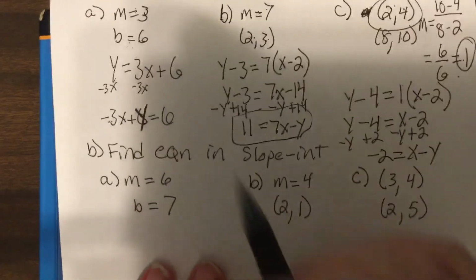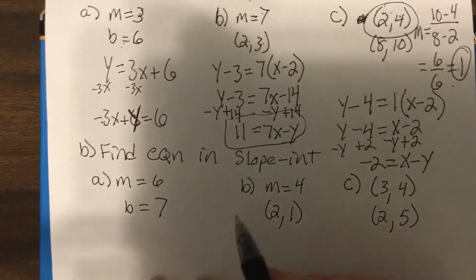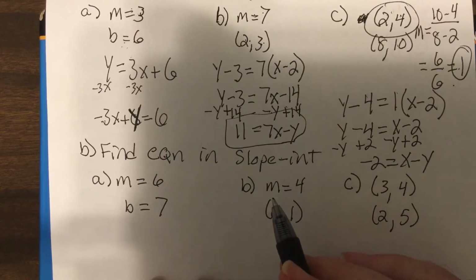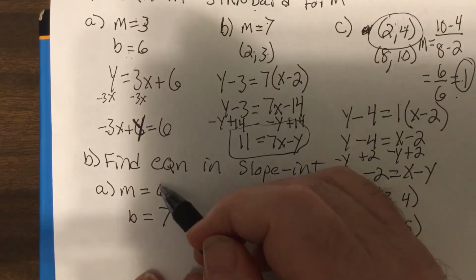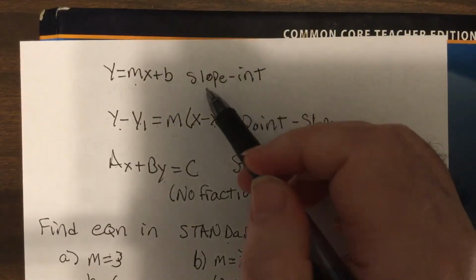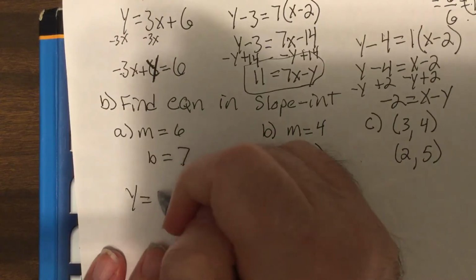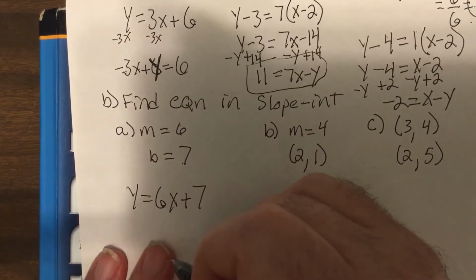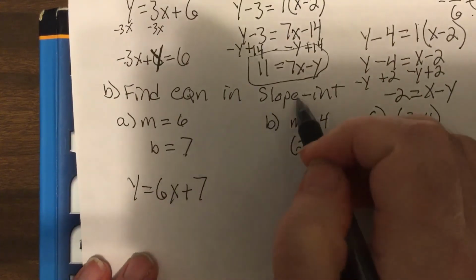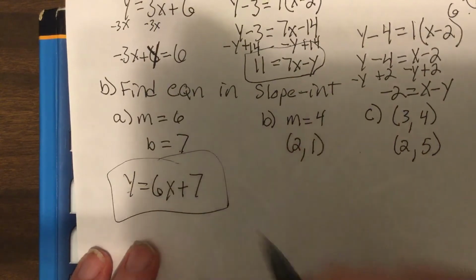Now the next type of problem, I want the equation to be in slope-intercept. But you start the exact same way. I'm given a slope and an intercept. Well, that's slope-intercept. Y equals the slope times x plus the y-intercept. Now, slope-intercept, you keep it solved for y, so I'm done.